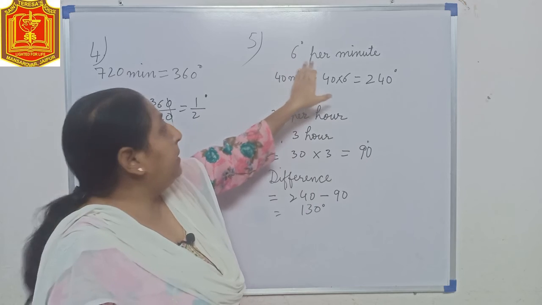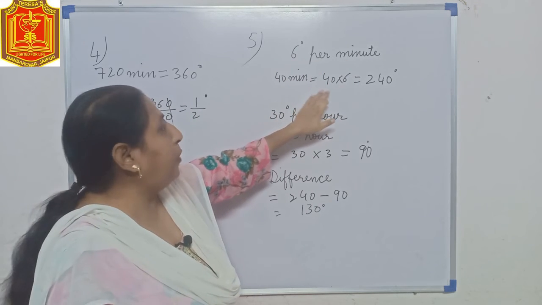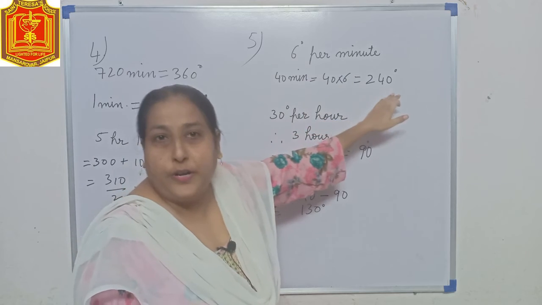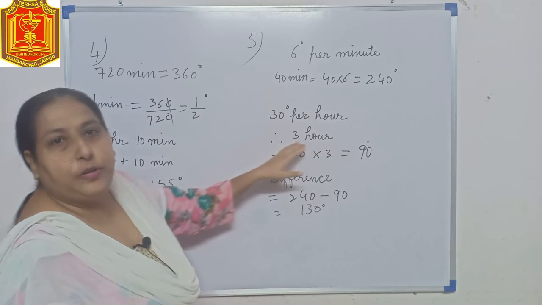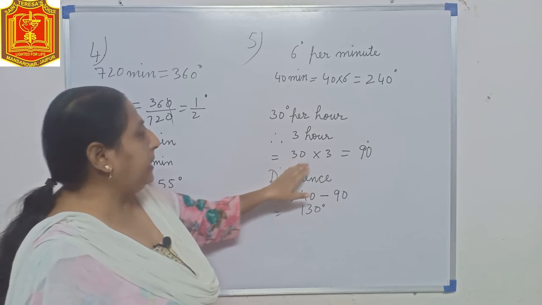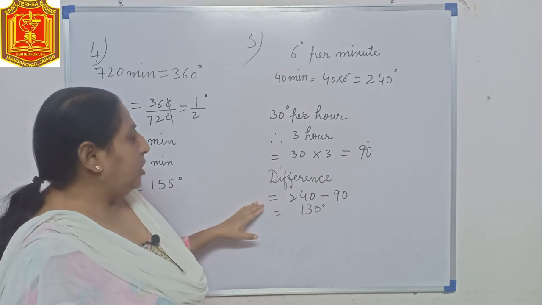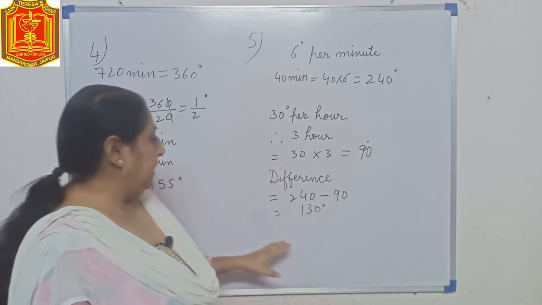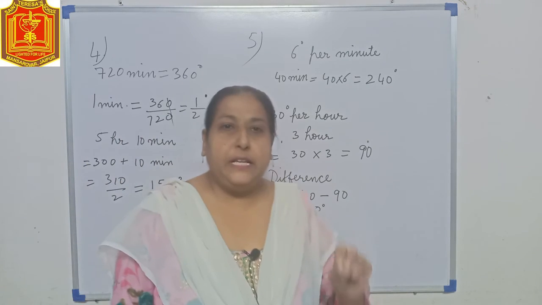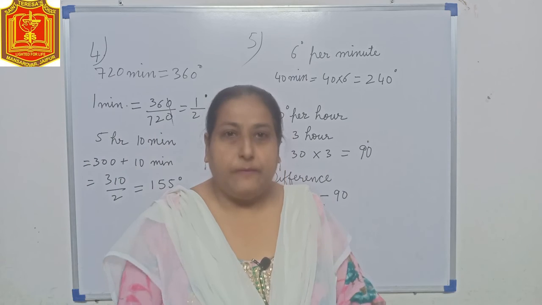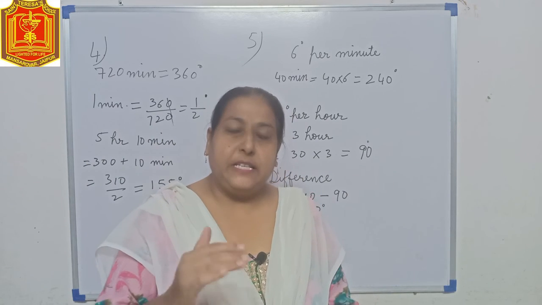6 degrees per minute. 40 minutes is equal to 40 into 6, which is 240 degrees. 30 degrees per hour, therefore 3 hours is equal to 30 into 3, which is 90 degrees. The difference is 240 minus 90, which is 130 degrees. Now students, please pause the video and you can write the solution of the fourth and the fifth in the book in the space given below.